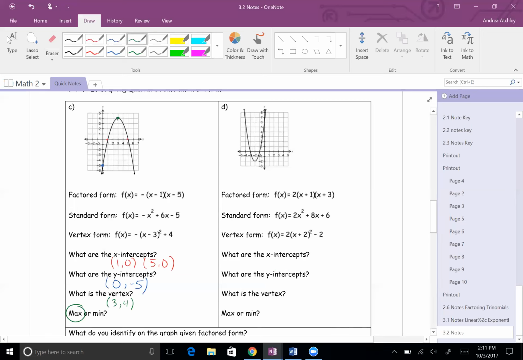Aaron, what did you get for the x-intercepts? Where does it cross the x-axis? And then -3. Very good. So you'd have negative 1 and 0, and then negative 3 and 0.